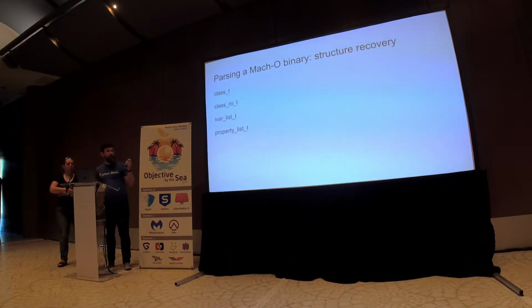IVAR list provides a list of the offsets into the structure that are the different member fields, because why not abstract that layer for some reason? And then property list is pretty much the same kind of thing. It has information about the different properties on the Objective-C objects and their types and different things like that.